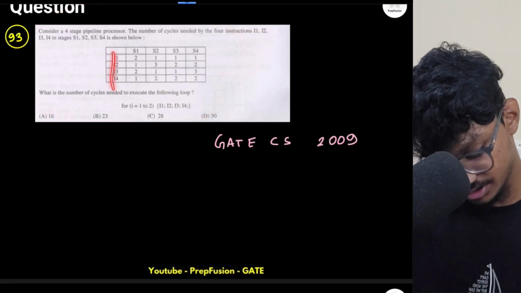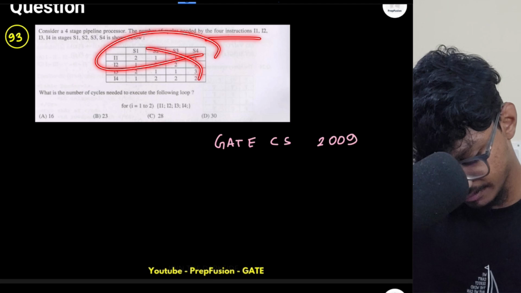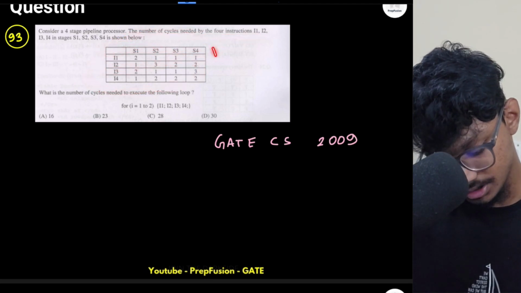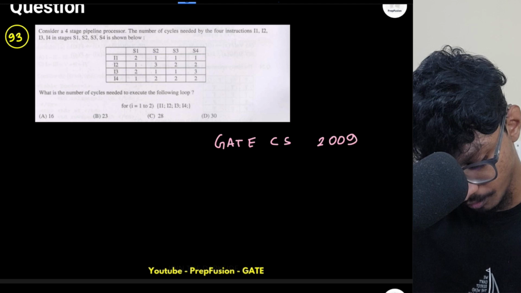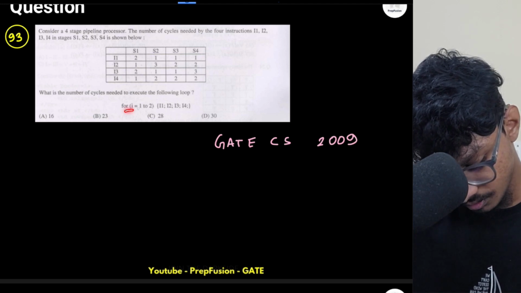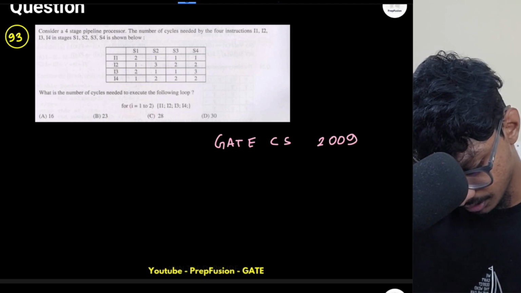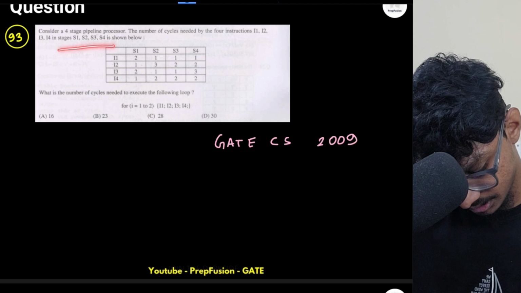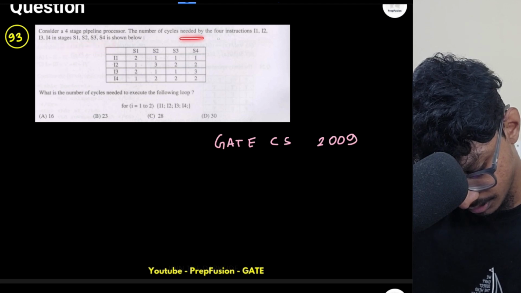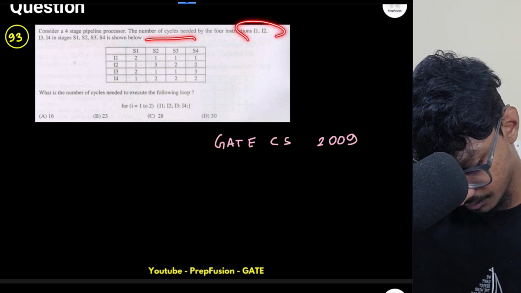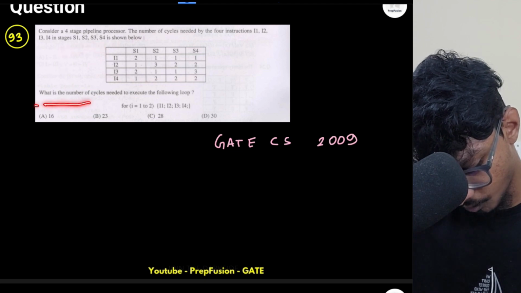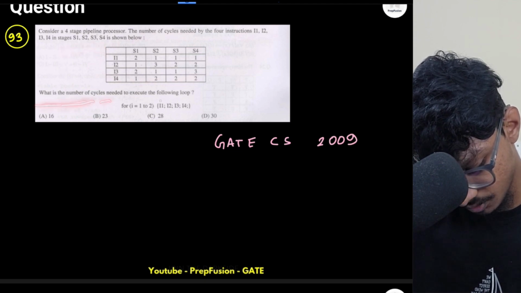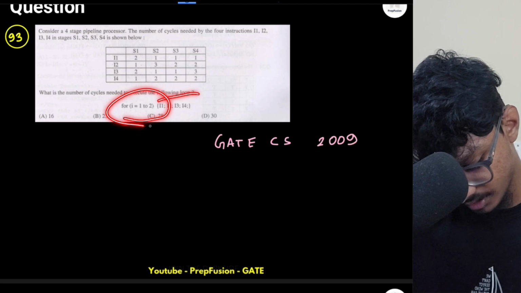I have 4 instructions and each of them takes a different number of cycles in each stage. What will be the number of cycles needed to execute the following loop for I equals to 1 to 2? It is a 4 stage pipeline. The number of clock cycles required by the 4 instructions is given, S1, S2 are stages. What is the number of clock cycles needed to execute the following loop for I equals to 1 to 2?